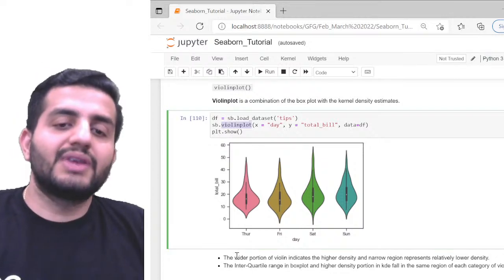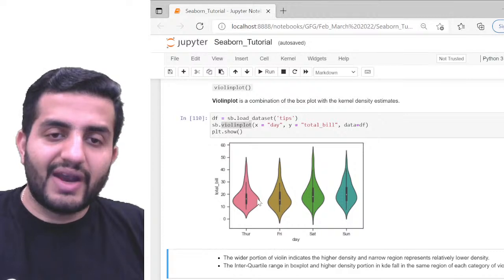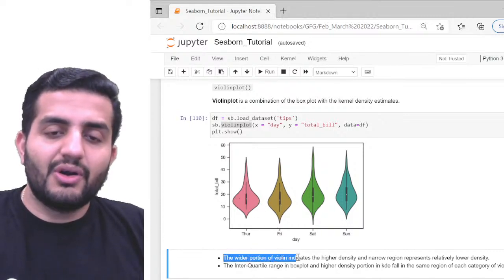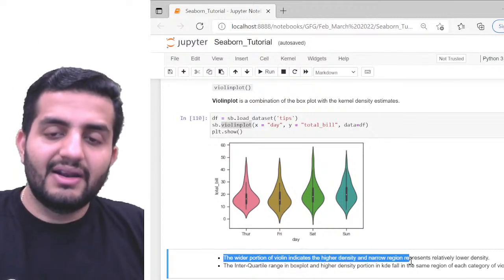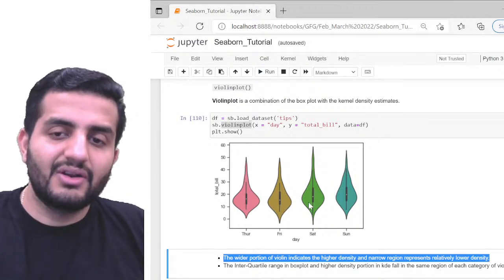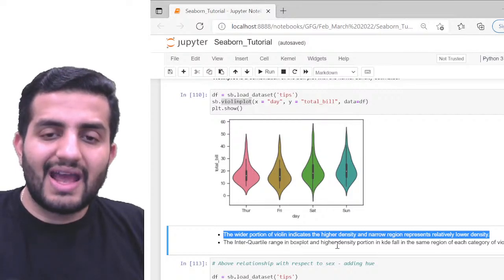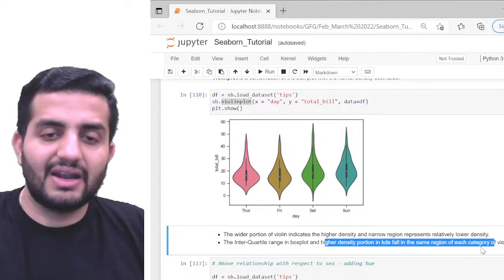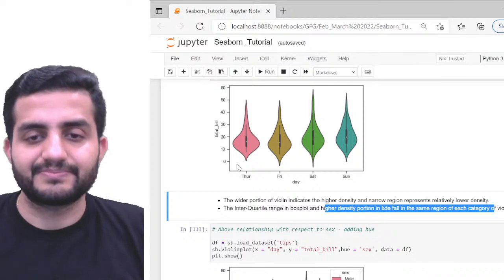So here, two things. The wider portion of my violin, meaning this area where the bulge is, indicates the higher density. And the narrow region represents relatively lower density. So the IQR range in the box plot and the high density portion in KDE fall in the same region for each category of the violin plot, basically giving me the density of my individual plots.